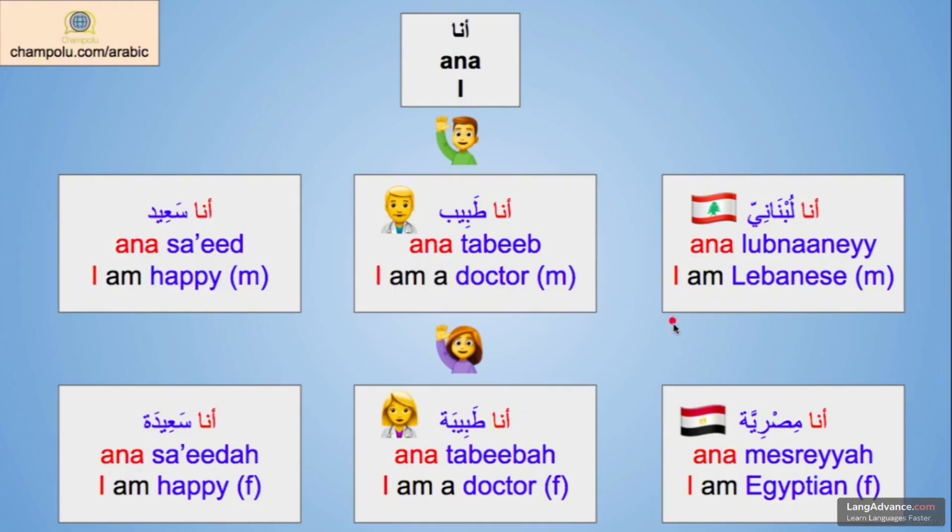then we find things can change. So for example, if the speaker is female and she wants to say that she is Egyptian, then she would say أنا مصرية. So we find the indicator of a female on the adjective here, the تاء مربوطة. And same for when she wants to say she is a doctor. أنا طبيبة. I am a doctor. And when she wants to say she is happy, أنا سعيدة. I am happy.